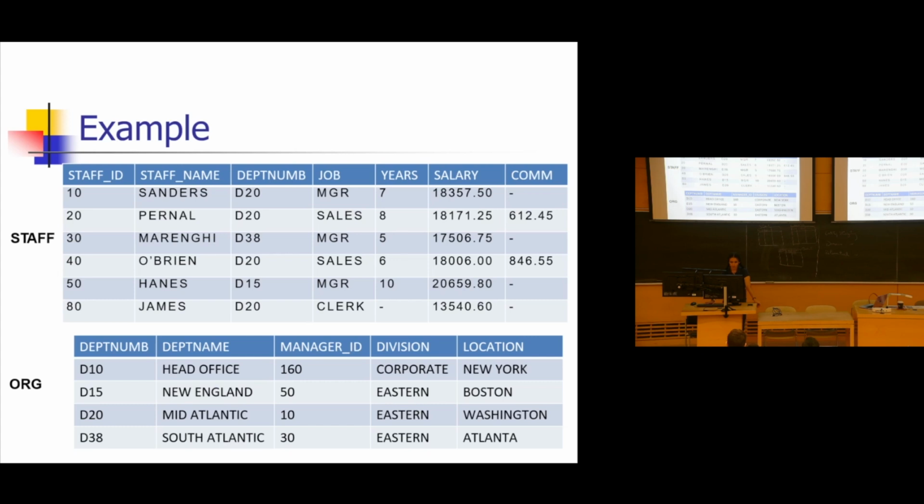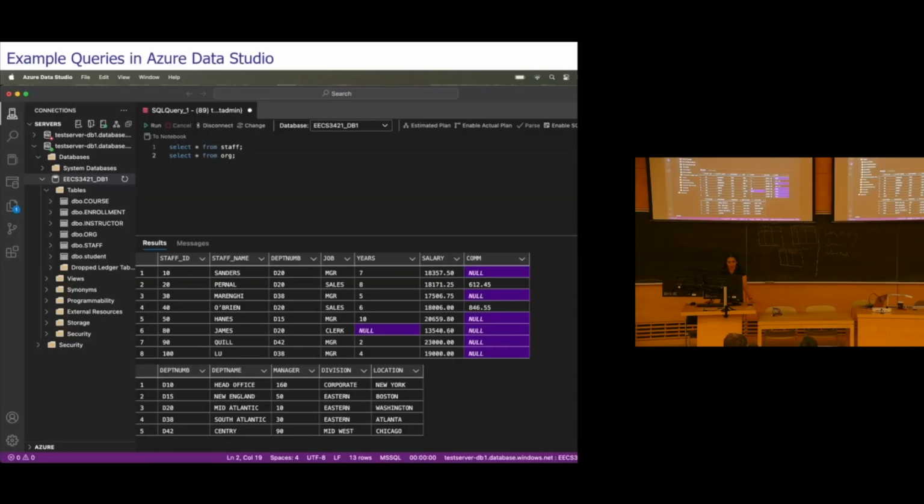Now, this manager ID here, what type of column is this? Foreign key. Which column is it referencing? Staff ID, right? Because managers are also staff. For example, let's say manager ID 10 is Sanders, right? Manager ID 30 is this guy, Marangi maybe, right? And so we also have the division and location in the organization table. So these are the information in these two tables that we have.